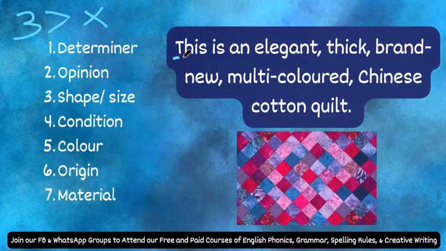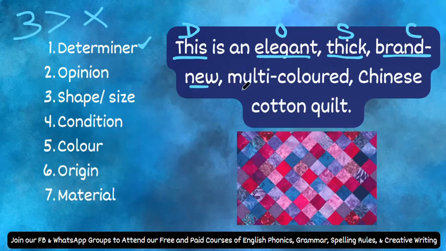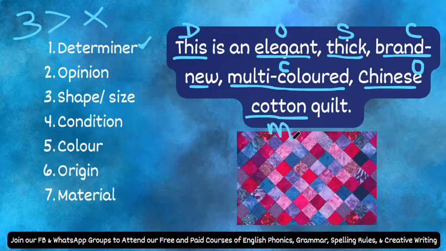You can read it. This is a determiner. This is an elegant. Elegant is my opinion. I'm writing it here. Determiner, opinion. Thick, shape or size. Brand new, this is the condition. Multicolored, this is the color. Chinese, it's the origin. Cotton, it's the material. Quilt is the noun. So I have given you the information about a quilt with the help of all these adjectives. This is an elegant, thick, brand new, multicolored Chinese cotton quilt.